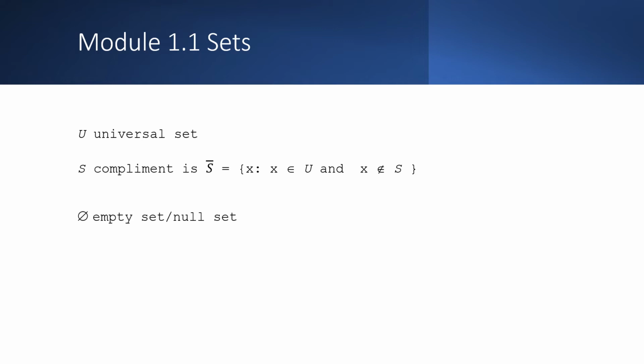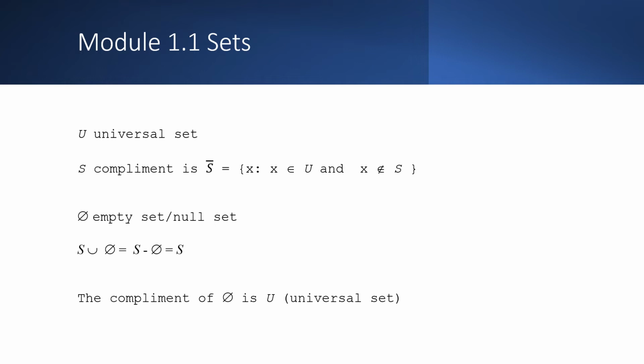The empty set or the null set, that is the set of nothing. So if you union S with the empty set, you still have S. If you subtract the empty set from S, you still have S. The complement of the empty set is the universal set.